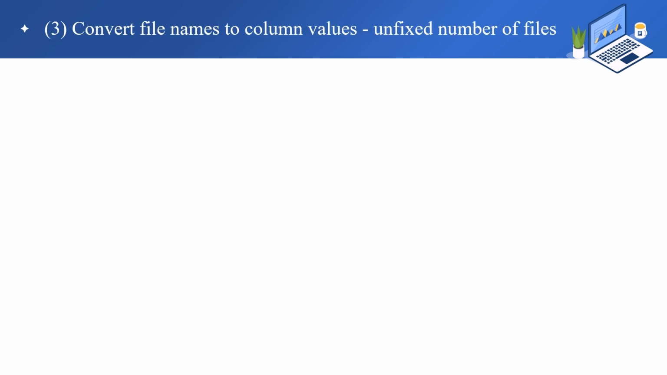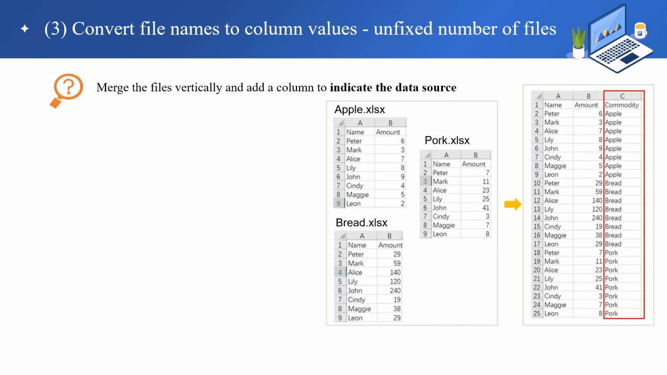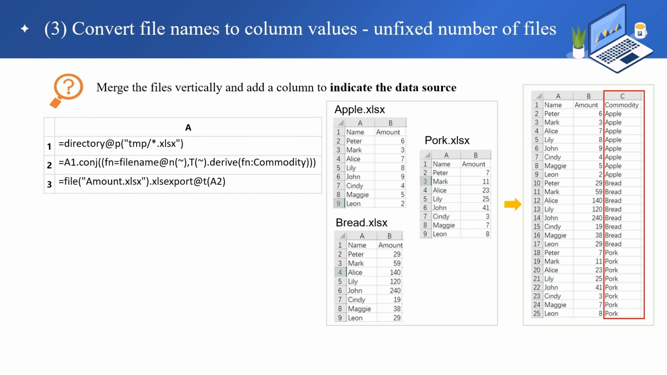3. Convert file names to column values, unfixed number of files. Sometimes we may encounter situations where we are required to indicate which file the data in the merged file comes from. In other words, we need to add a column in the file to indicate the data source. Use the directory at P function to list the path of all XLSX files in a directory.